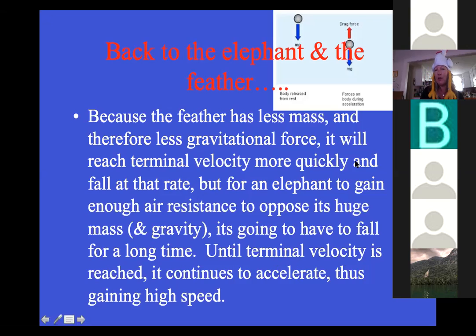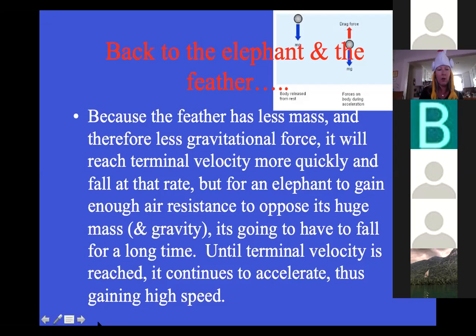Whereas the elephant, being really big, has a lot of mass, it's going to be pulled down to the ground more quickly, more forcefully because of gravity. It's also going to have air resistance acting towards it, probably even more air resistance than the feather. However, it's going to have to fall for a long time before that air resistance is ever great enough to balance out the big force of gravity. So the elephant's going to keep on speeding up. And it would have to fall from a really, really tall place before it would ever reach terminal velocity.